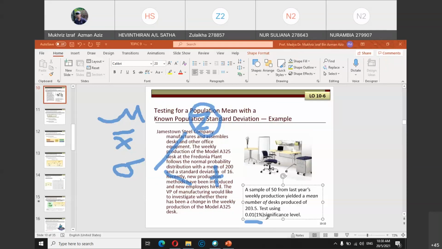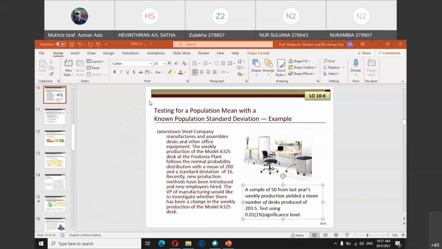Okay, 1%. After you have extracted this information, you need to know what your H1 and H0 are. The most important part is constructing your H1 first. So what is your H1? H1 will always start with the mean, whether the mean is more than, less than, or not equal to. Remember, H1 can only take this form: more than, less than, or not equal to.